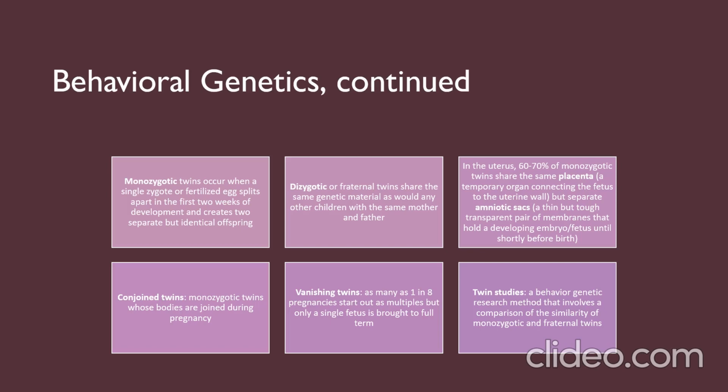Placenta is a temporary organ connecting the fetus to the uterine wall, but separate amniotic sacs, a thin but tough transparent pair of membranes that hold the developing embryo or fetus until shortly before birth. And then we have conjoined twins. These are monozygotic twins whose bodies are joined during pregnancy. And then vanishing twins, as many as 1 in 8 pregnancies start out as multiples but only a single fetus is brought to full term.